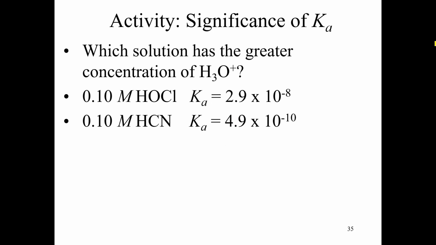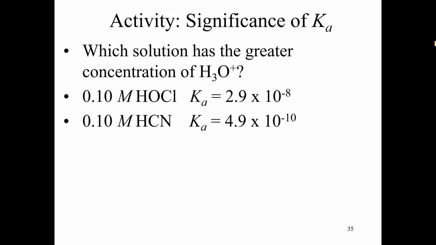I'm going to let you practice a little bit more of this. Which of these two solutions has the greater concentration of hydronium ions? Here we have 0.1 molar HOCl, hypochlorous acid, and 0.10 molar HCN, hydrocyanic acid. By the way, you don't need to know the names of these acids at this point. I'm not going to force you to do that.